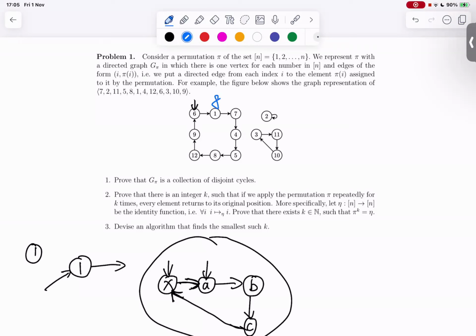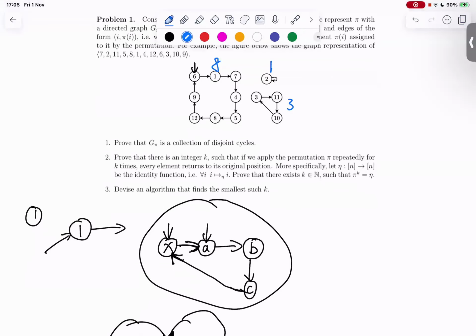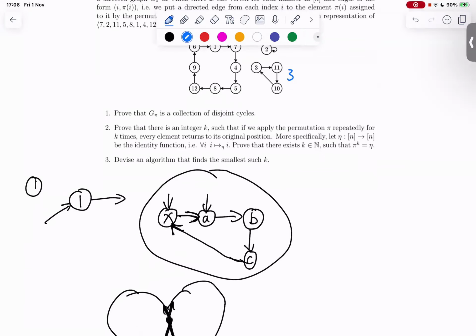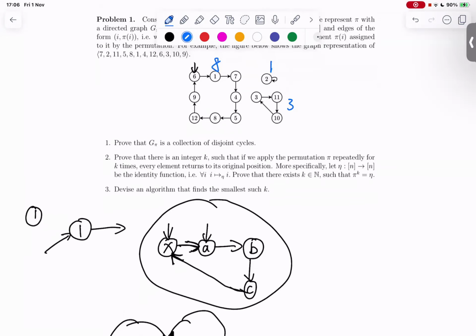So the integer k for this cycle is 8, and for this one it is 1, which is obvious, and for this one it is 3. So there is an integer k such that if we apply this permutation pi repeatedly k times, every element will return to its original position. So we start at 6, and at 3 and 2, and we continue applying the permutation for all these cycles.